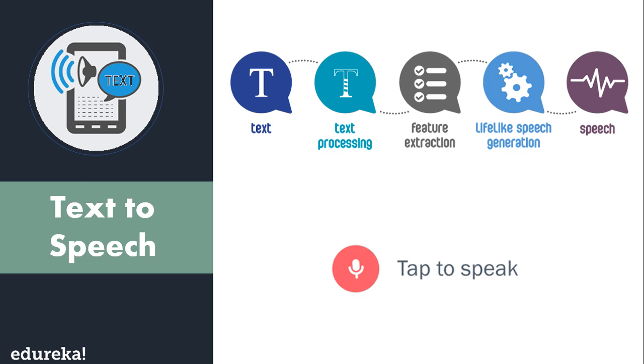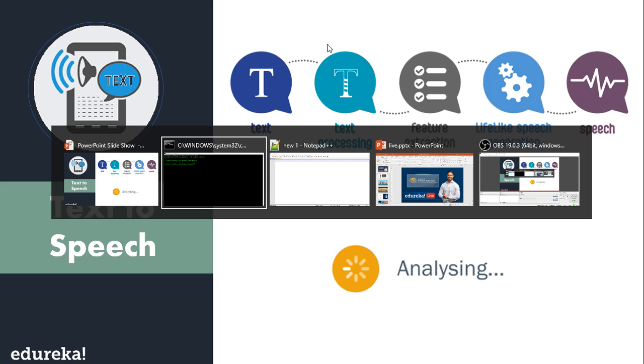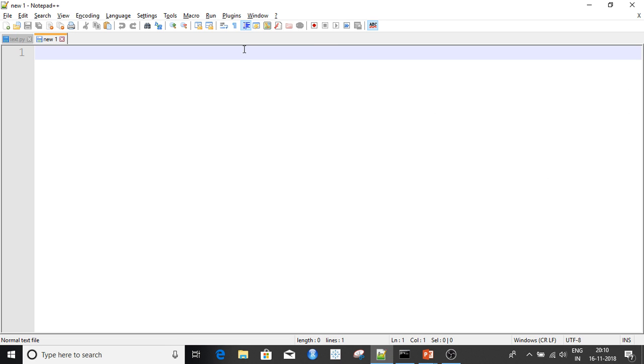So now that we have seen how AI has evolved with time and how one of its use cases like the text-to-speech actually works, let's move on and get into the detail of how a text-to-speech recognition system actually works. So now I'll show you the code of text-to-speech and how it basically works. Let's begin with it.